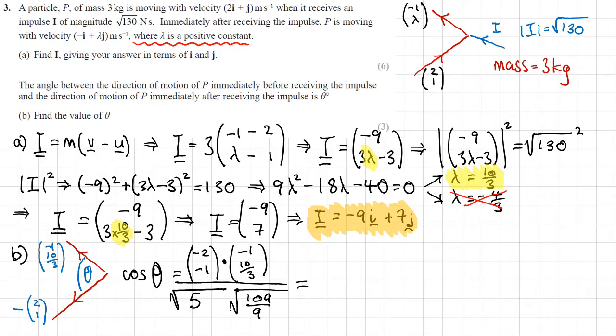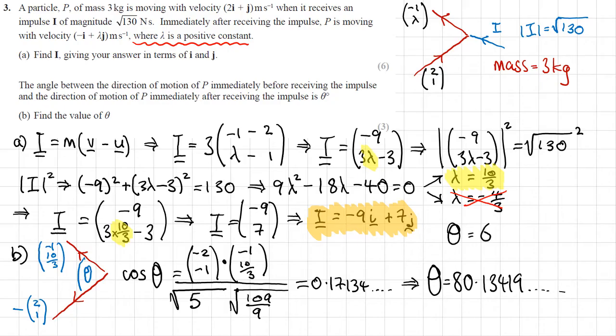So the result of this calculation gives us 0.17134 and so on. So if we do the cos inverse of that, we'll get theta is equal to 80.13419 and so on. It doesn't specify, so we're going to round it to 3 significant figures. So theta is equal to 80.1 degrees, and again just write down that we're rounding to 3 significant figures.